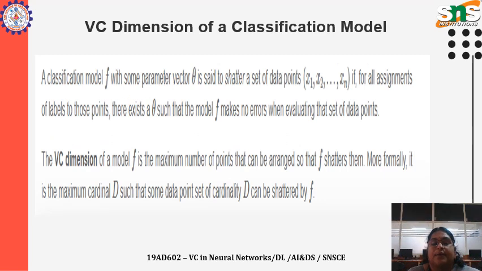And how will you classify? There will be a set of data points x1, x2, xn, which is present in a model called F. So we need to classify those models. We need to prove that those points exist in that model. So the VC dimension of a model F is the maximum number of points that can be arranged so that F shatters them. More formally, it is the maximum cardinality D, such that some data point set of cardinality D can be shattered by F.